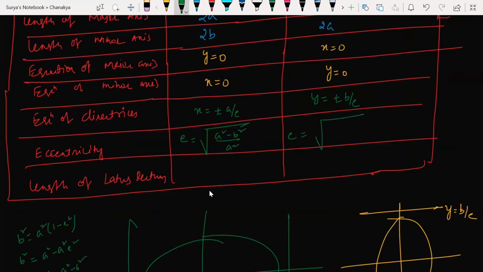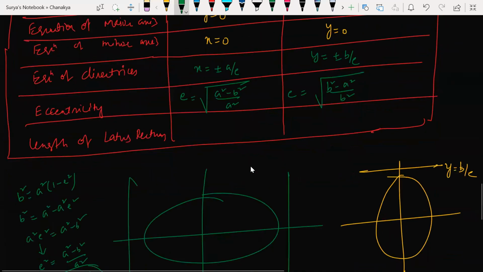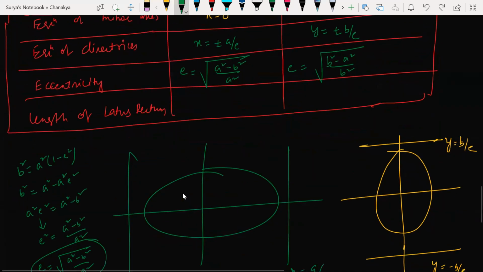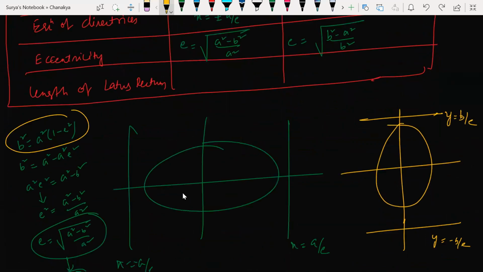a के जगह में b आएगा, b के जगह में a आएगा, बस देखो b स्क्वायर माइनस a स्क्वायर बाई b स्क्वायर, खत्म. समझा? वेरी सिंपल. तो here how it is coming, tell me guys. This is the relation for what ellipse? Horizontal ellipse.